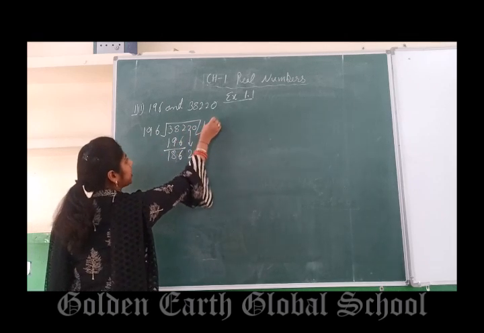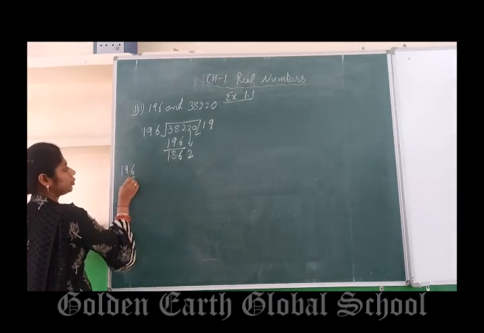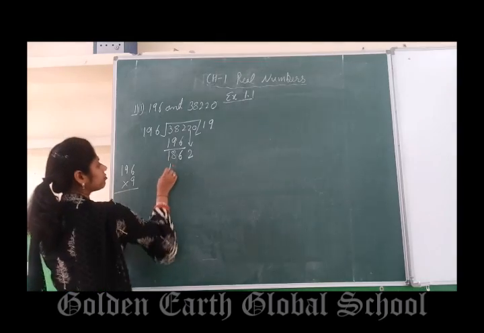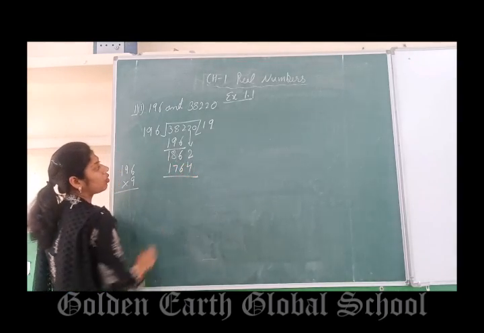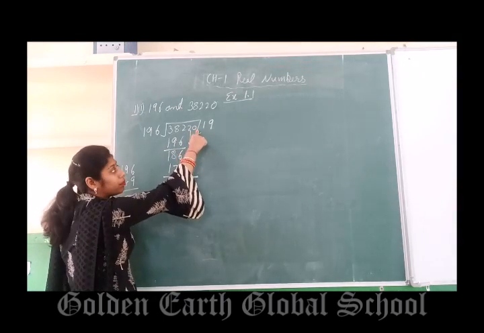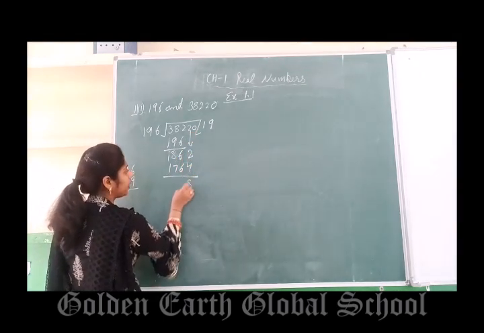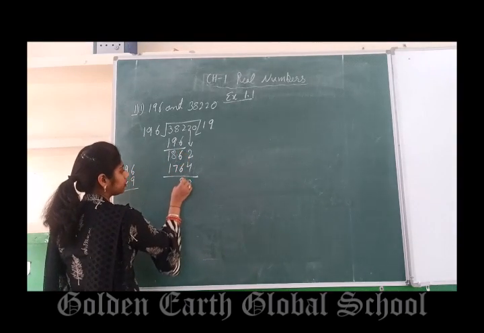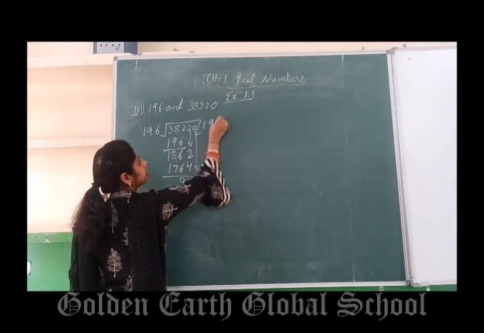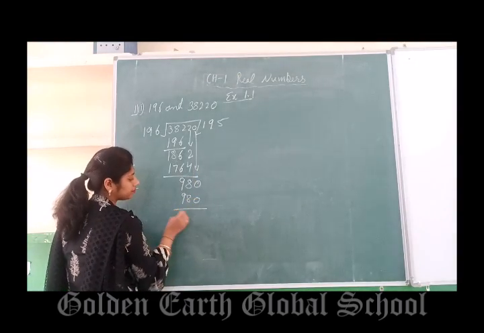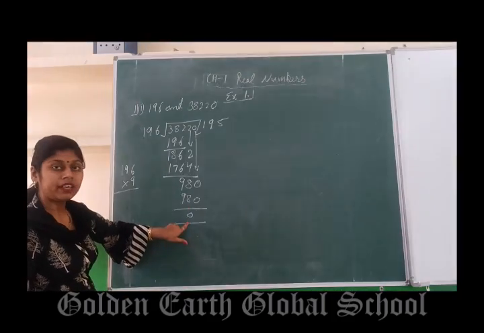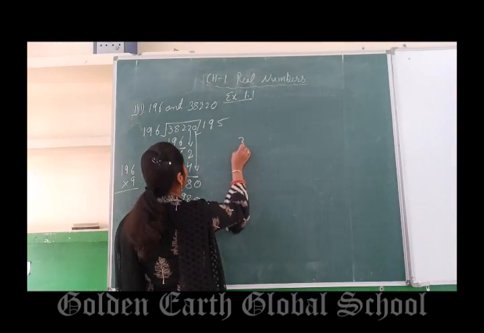Now 196 nines are, multiply 196 into 9. What will you get? 1764. Now again subtract it. We will do this process until we get no number left. 12 minus 4 is 8. 15 minus 9, now again 0 here. 196 fives are 980. So in the first step we get remainder 0. So there is only one step.